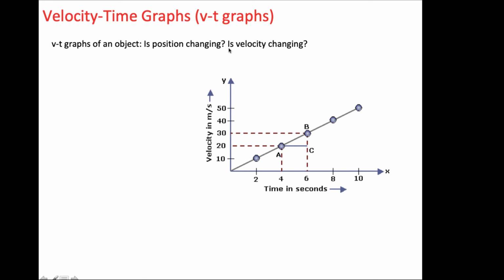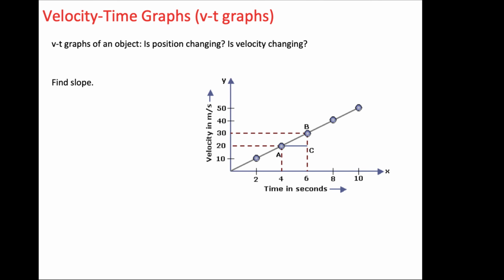Let's start with this question. Is velocity changing? This is a velocity versus time graph, so it tells us the values of velocities at different values of time. And we can see that the values of velocities are changing. So yes, velocity is changing. What about position? The object is in motion and its speed is changing, which means its position is changing as well.